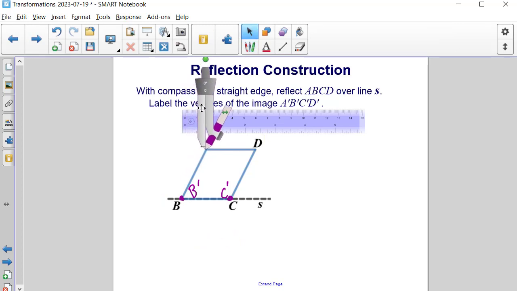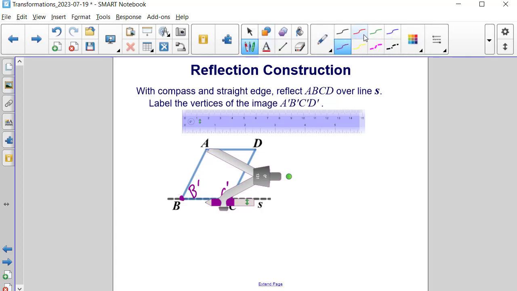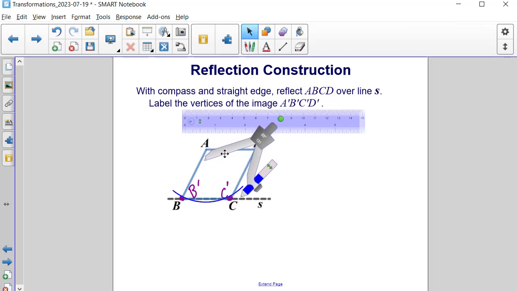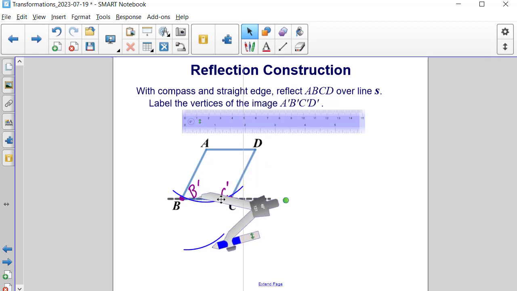So we're going to put our compass at point A. We're going to rotate it horizontally and straighten it out so that it is just beyond our line of reflection, and we'll change the color. We'll make it blue, and we can see where it intersects our line of reflection in two places. First one looks like right here, and the second spot is right about here.